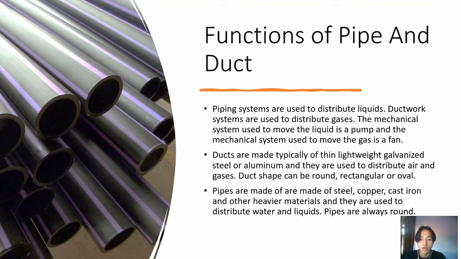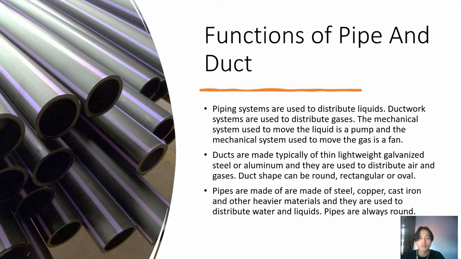Duct shape can be round, rectangular or oval. And lastly, pipes are made of steel, copper, cast iron and other heavier materials and they are used to distribute water and liquids. Pipe shapes are always round. So that's all from me.